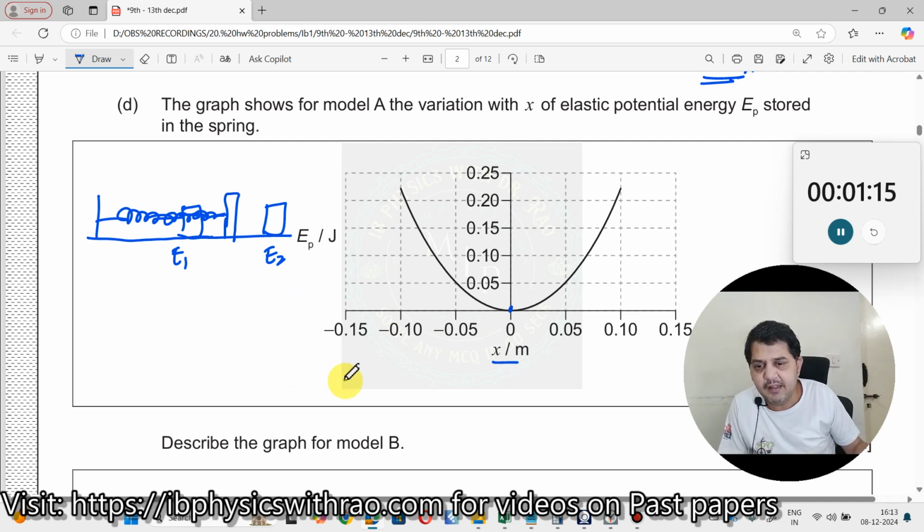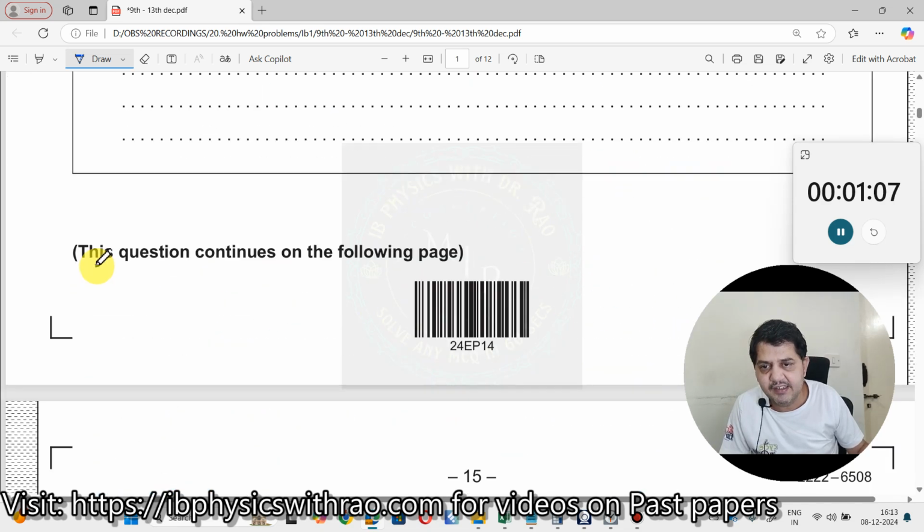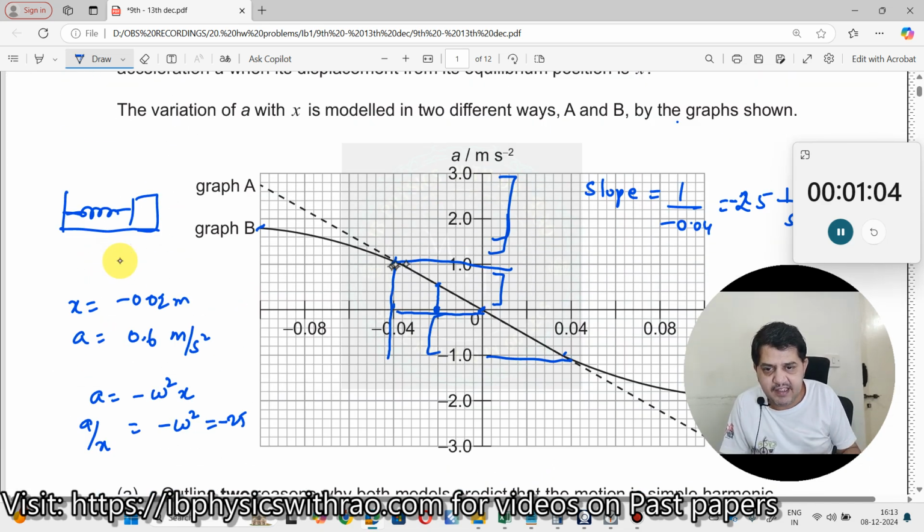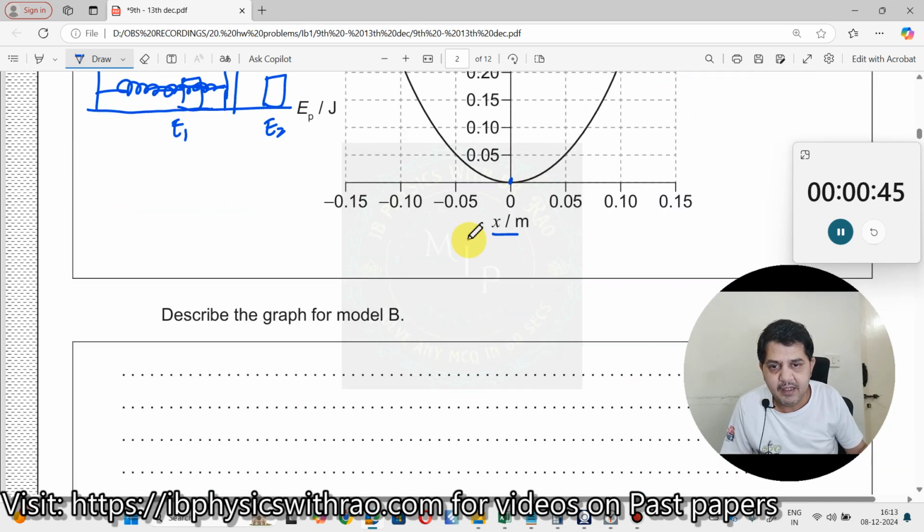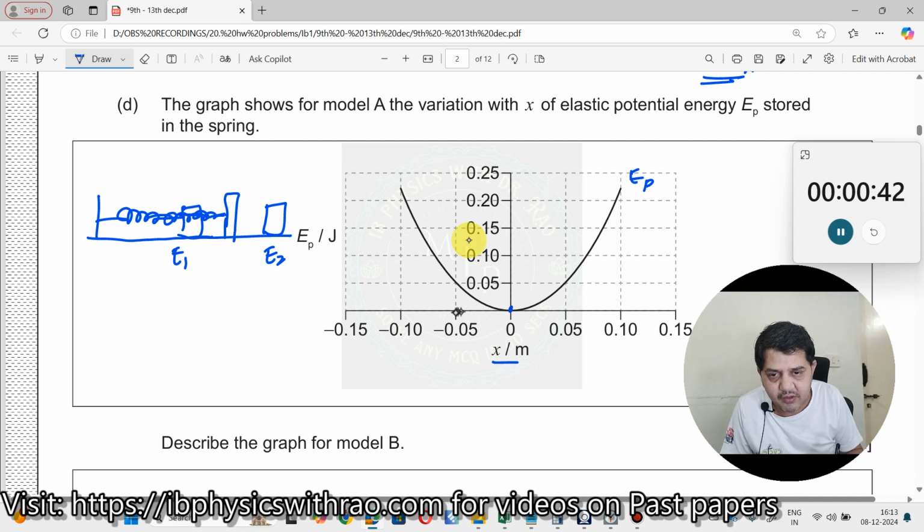Now what is it asking? Describe the graph for model B. What is this graph on? This is your EP versus x. Now look at this first graph here. In this region, the velocity and the acceleration are the same. If acceleration or displacement is the same, whatever parameters you are going to draw for graph A and graph B are the same. So A and B are behaving alike until 0.04 meters in displacement, and until here graph A and graph B will have the same potential energy.